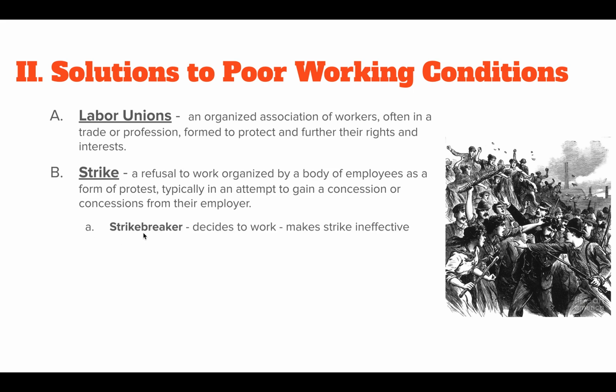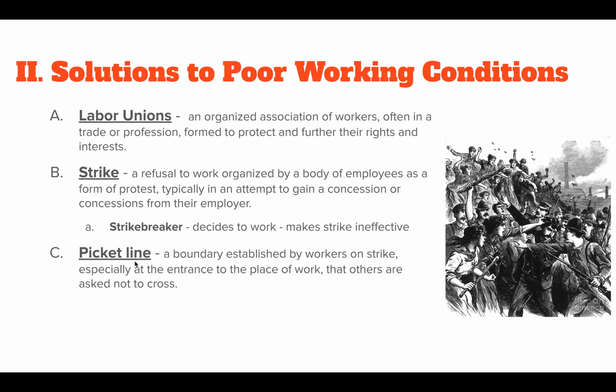There's something called a strike breaker. Strike breakers are those that decide to work. So the strike happens, but then they decide they're going to continue to work, and this makes the strike ineffective. You can imagine strike breakers were not very popular. There's also something called a scab, and a scab is a person brought in to work that is not part of the union so the factory can keep going. Those scabs are not very popular with the union.